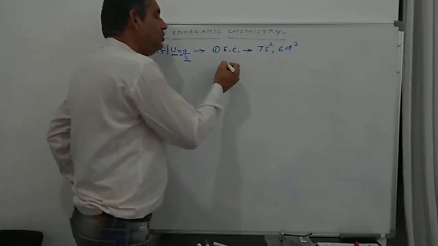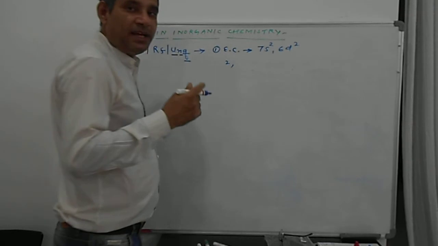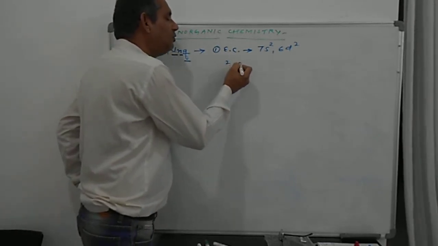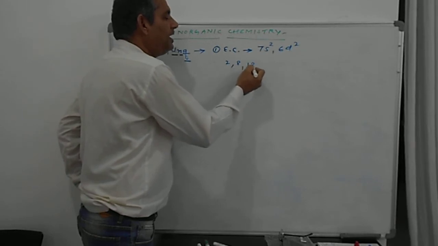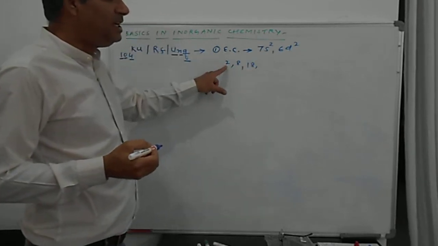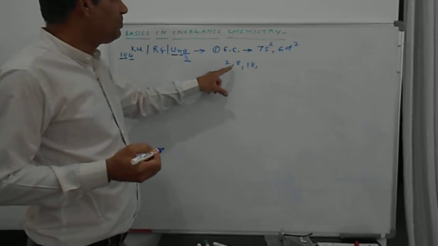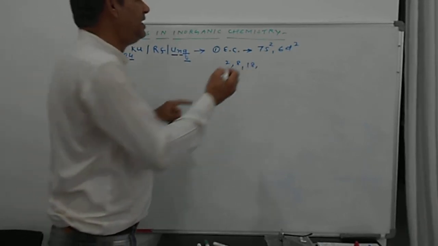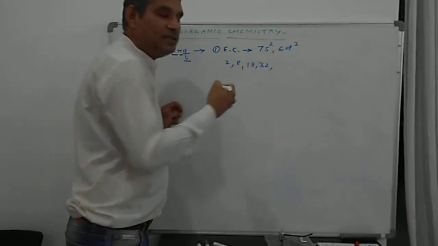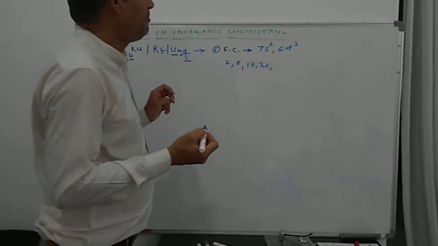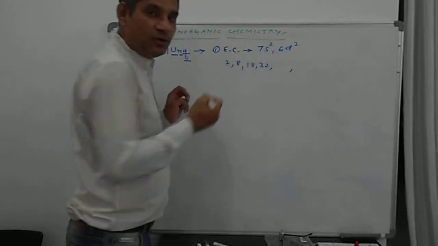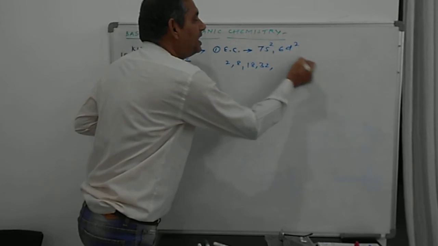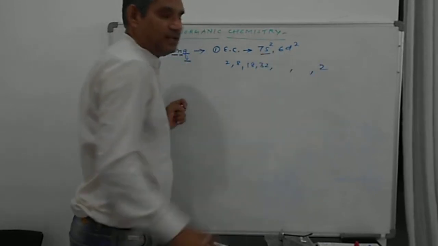In 9th and 10th, you were writing the electronic configuration as 2, 8, 18, 32 like that. Now, that also we should know. In the first shell, how many electrons can be accommodated maximally? 2. In the second shell? 8. In the third, it is 18. And in the fourth, maximally 32 electrons can be filled. What about the fifth shell? We don't know that. What about the sixth shell? We also don't know that. What about the seventh shell? In the seventh shell, 2 electrons are there.